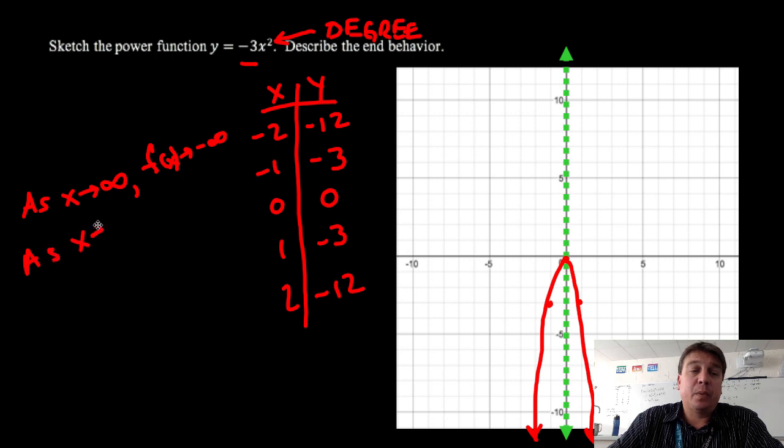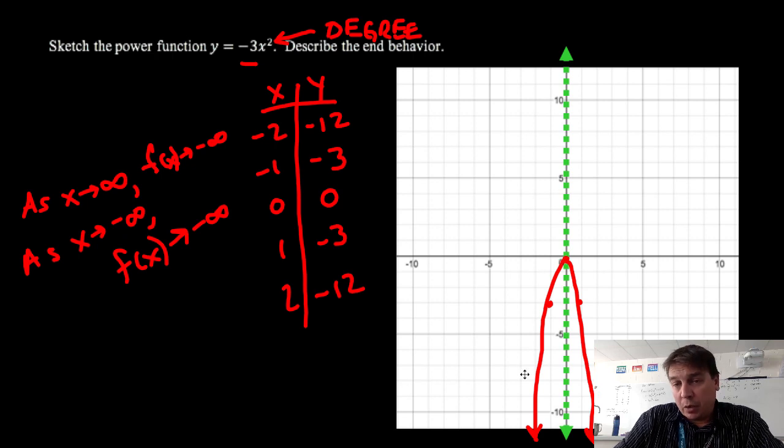As x approaches negative infinity, so as we move our way this way, what's happening with the function? I'm going to have it go below just so I don't run into it there. f of x is going to approach negative infinity as well. And that's because these are going in the same direction.